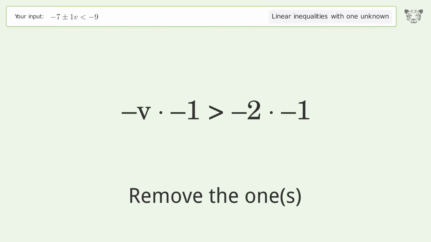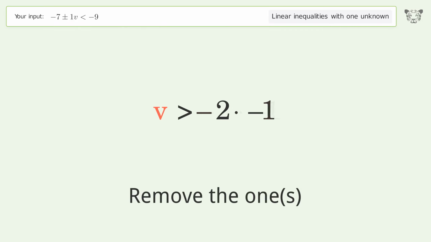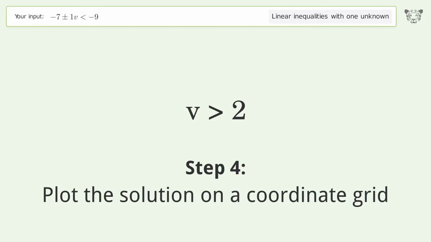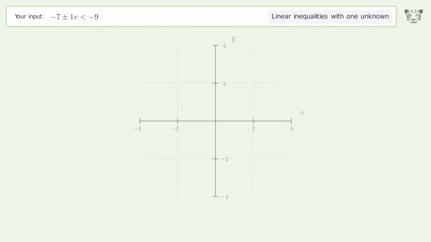Remove the ones. Simplify the arithmetic. Plot the solution on a coordinate grid. And so the final result is v greater than 2.